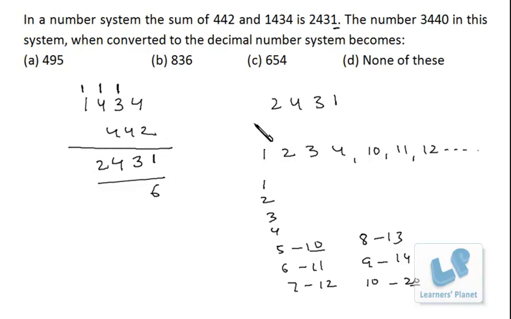Now what we have to do, we have to convert this particular number in decimal number system. This number is written in 5 system and we have to convert that to decimal system. So how do we do that? You just write 3440 like this.